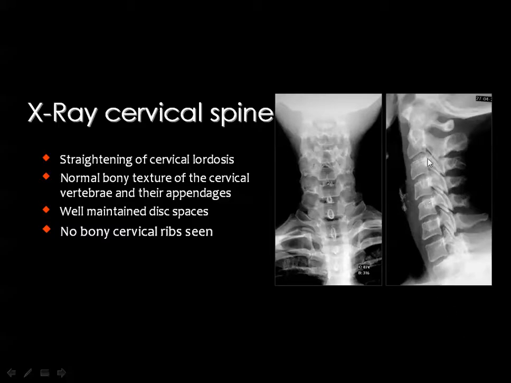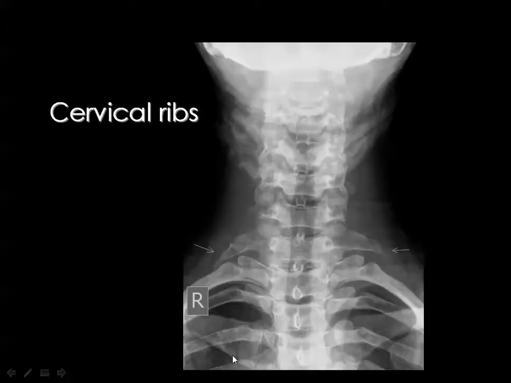In the cervical spine, the disc spaces are equal. Then C2-3 should be equal to C3-4, and so on. And you see here the disc spaces are well maintained. And finally, you look for the presence of a cervical rib.